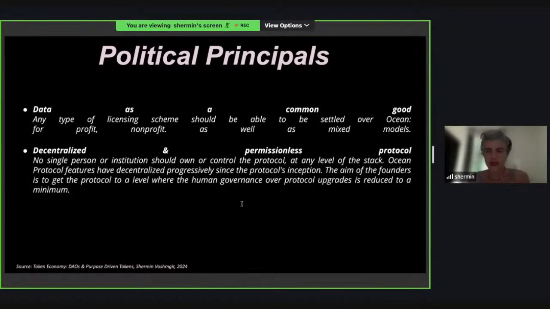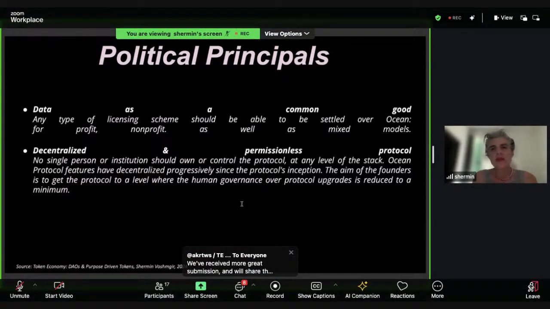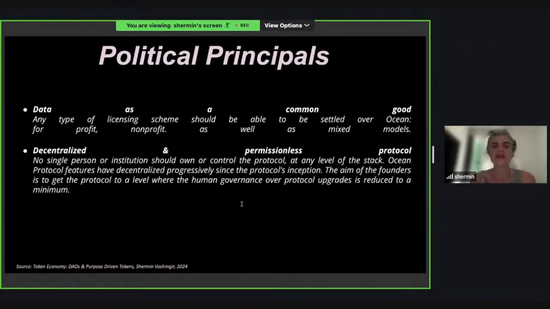The political principles, I'm not sure, the formatting is a bit off, sorry for that. So the founders stated that for them, data is a common good, and they wanted to find ideal licensing schemes for these common goods and data to be shared: for-profit, non-profit, as well as mixed models. Another very important political principle of Ocean Protocol was to create a decentralized and permissionless protocol on top of which other people could build in a permissionless fashion, and on top of which anyone could create their own specialized data exchange protocol.